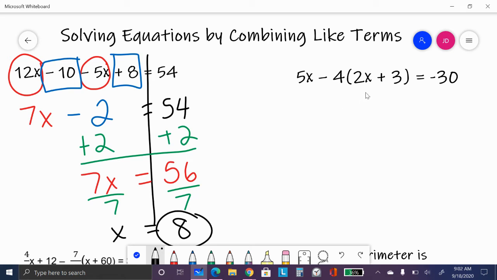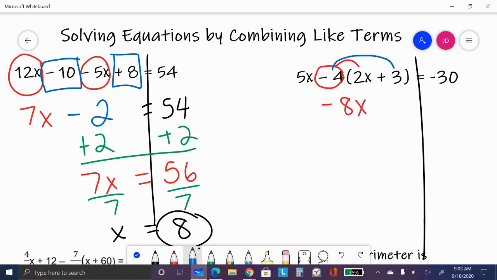All right, let's take a look over here. Now, this one has parentheses. Whenever you see parentheses, the first thing you do is distribute the number outside the parentheses. We have to distribute not just the 4, but the negative 4. That's a common mistake people make. Negative 4 times 2x is negative 8x. Negative 4 times 3 is negative 12. And don't forget to bring down the 5x.